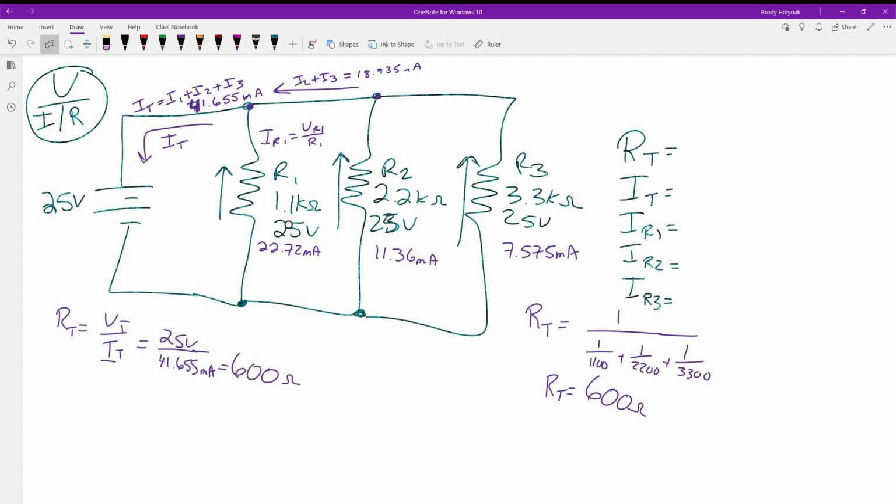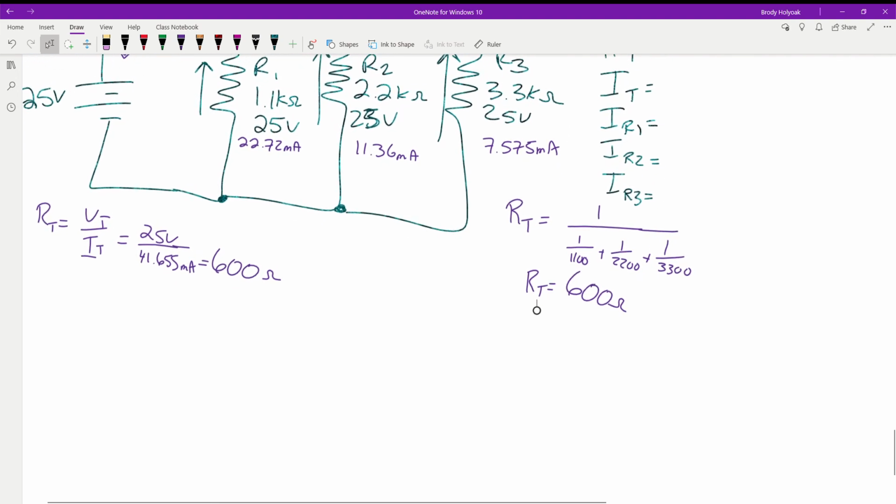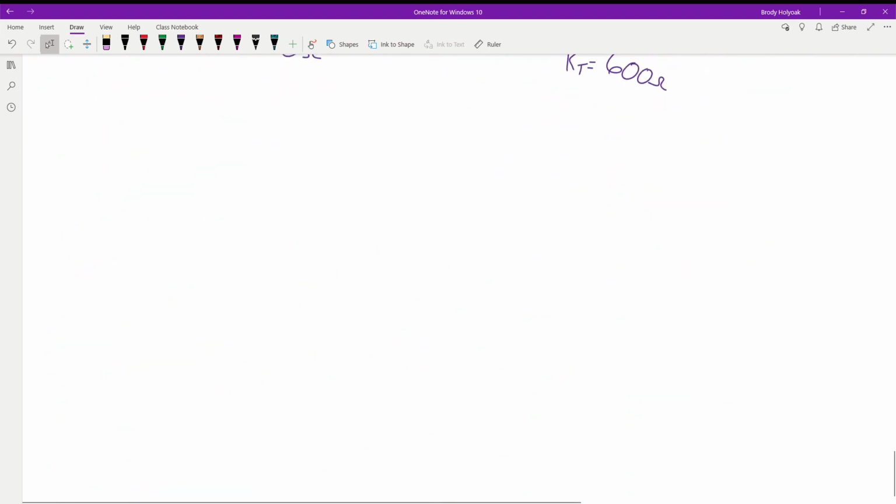Okay, so I wanted to go through both ways because that gives us our R totals in both directions. We can either solve it first, or we can solve it afterwards. So same thing, then we could come in through here, and we could find out our current total.